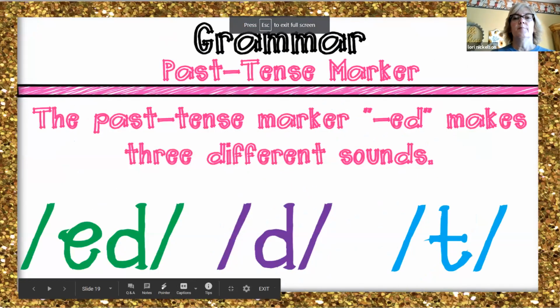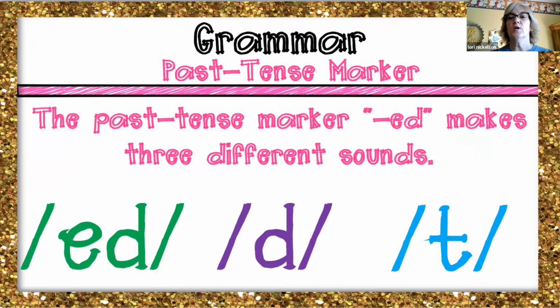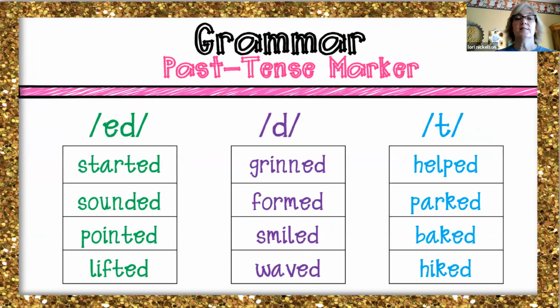Okay, so past tense marker. The past tense marker, ED, makes 3 different sounds. It makes the ed sound, the d sound, and the t sound. So past tense marker ED: started, sounded, pointed, lifted. You hear the ed. Okay, for the D sound: grinned, formed, smiled, waved. Now, the t sound: helped, parked, baked, hiked. Do you hear the difference in all of them?